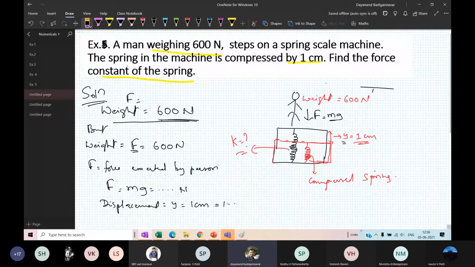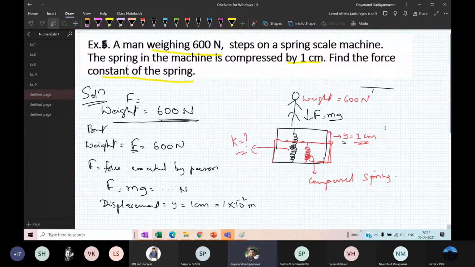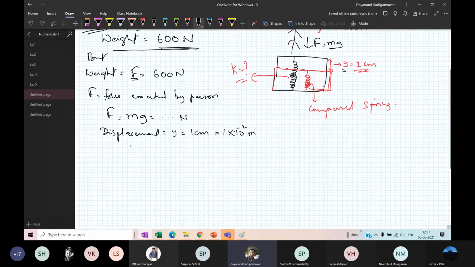1 into 10 to the power of minus 2 meters. Now you apply the condition for spring constant. We know that the restoring force Fr is directly proportional to the displacement y and pointing towards the equilibrium.